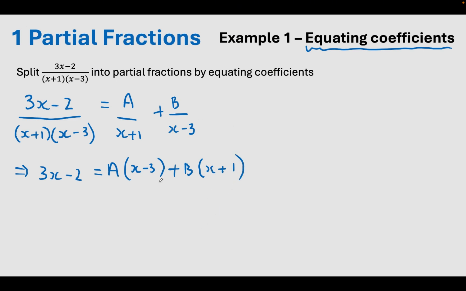Now, instead of substituting here, I'm going to leave the left hand side as it is, so I get 3x minus 2. And I'm going to expand the right hand side. I'll get ax minus 3a plus bx plus b.